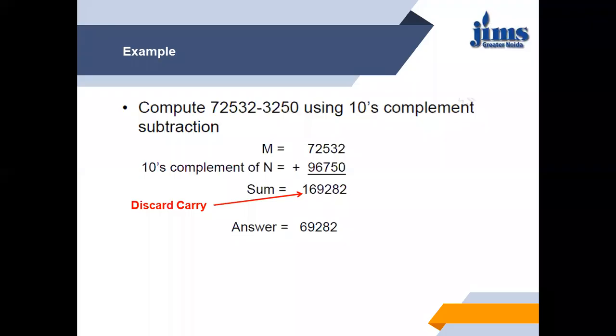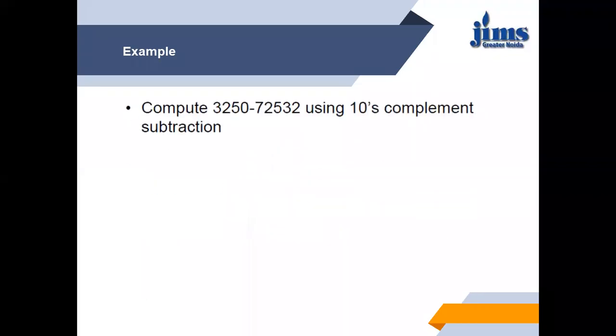If you calculate with direct subtraction, you will get this particular answer. Now the second case, when n is greater than m. We have taken the same example, and we have to compute 3250 minus 72532 using tens complement. So here is your m, we have equalized the number of digits, we have put a 0 before m, then we have to take the tens complement of 72532.